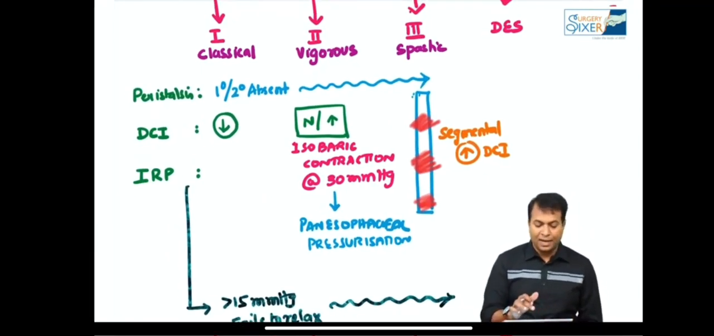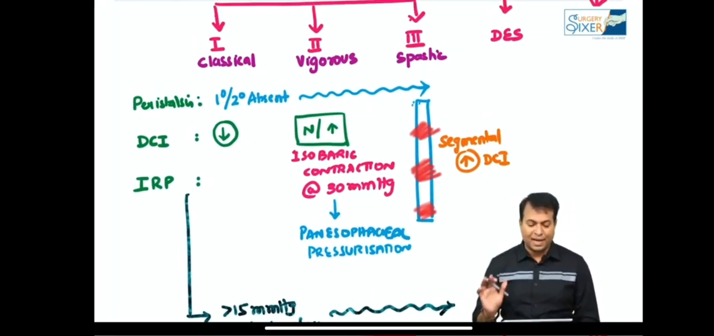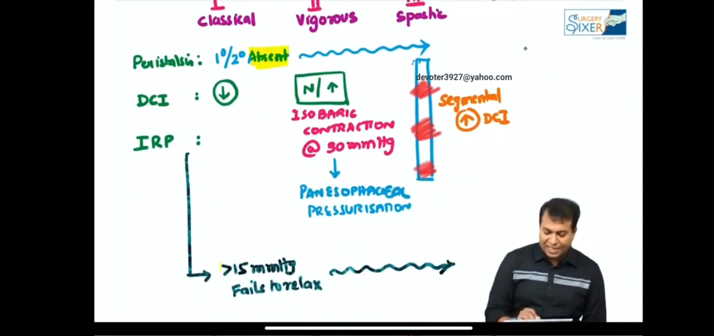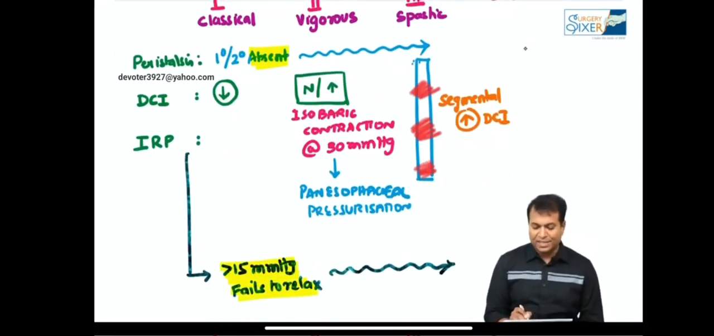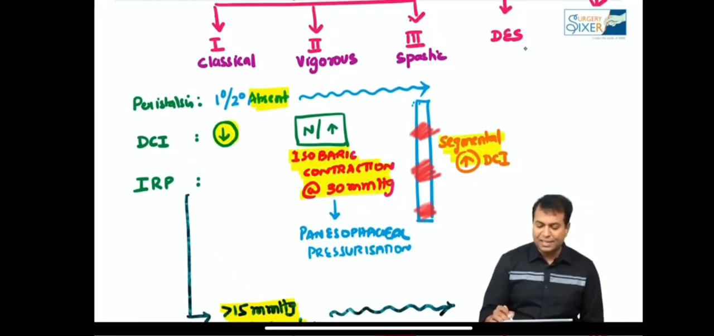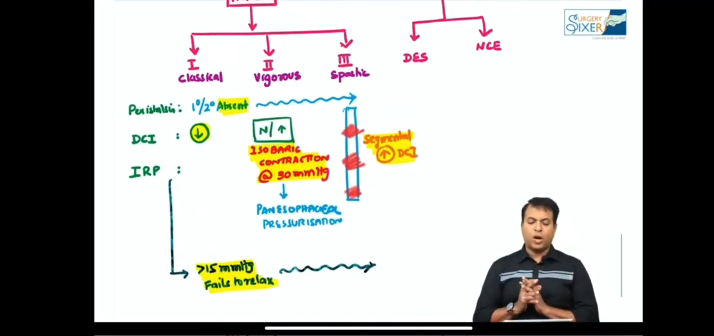Absence of primary and secondary peristalsis is the first important point in all achalasias. Similarly, integrated relaxation pressure is more than 15 millimeters mercury and failure to relax is seen in all achalasias. So the difference between the achalasias is in the DCI: low DCI in classic, isobaric contraction in vigorous, segmental increased DCI in spastic achalasia. Please don't forget these points. Very important for your exams.